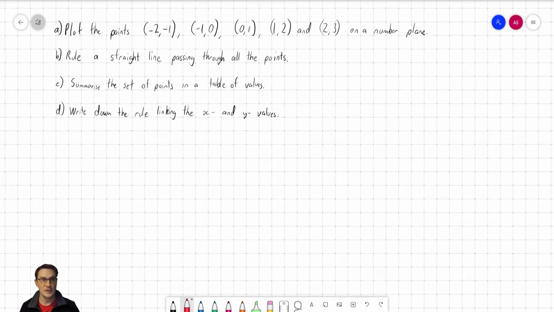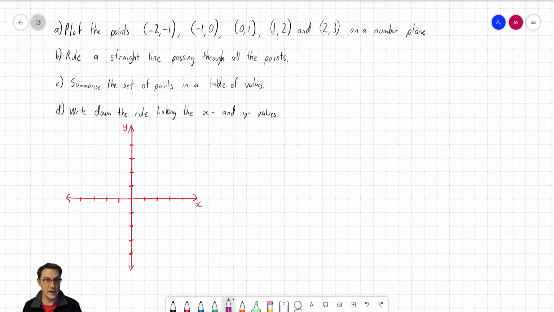So for this example here, we've been given the points of -2 and 1, -1 and 0, 0 and 1, 1 and 2, and 2 and 3. What it's asking us to do here is plot the points onto a number plane. What I might do is draw up a number plane to get started. Okay, so now that I've got my number plane here, I want to start plotting these points on here.